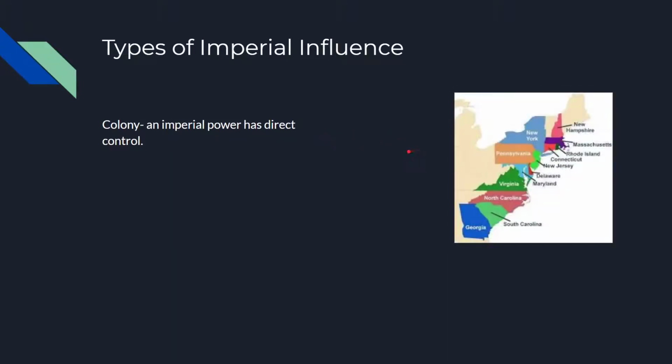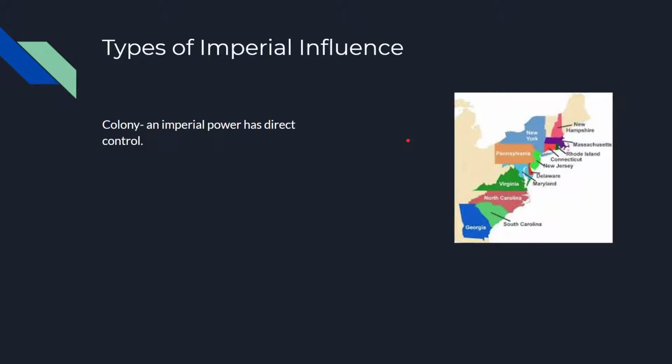So an example of this is back in the 17th century with the American colonies. Great Britain had direct control over the colonies, and they set everything that happened. All the laws that were passed in the British Parliament applied to the colonies as well.